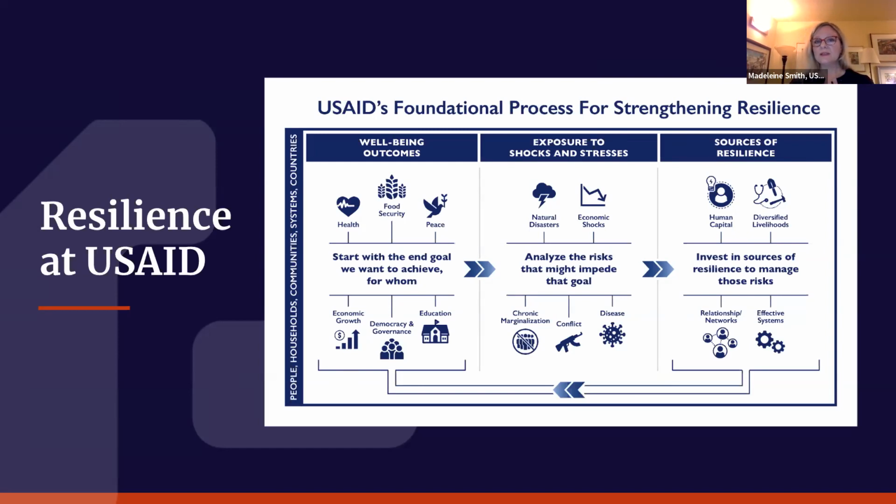So these are by no means exhaustive, but once you start looking at what are the risks, what we find is that our activities on the ground face a lot of different shocks and stresses, many of which are happening at the same time. And that means that our programming needs to have different combinations of sources of resilience to be effective. Next slide.